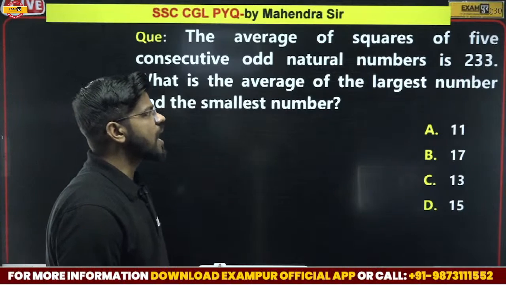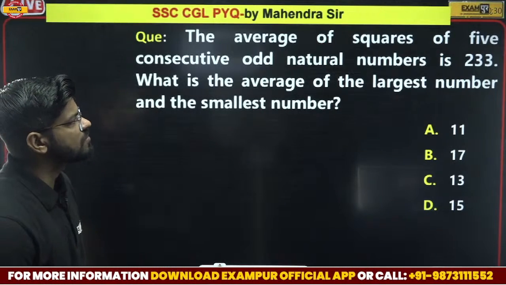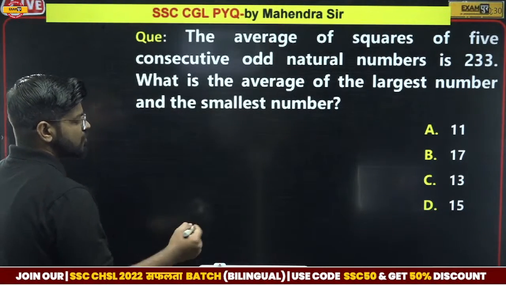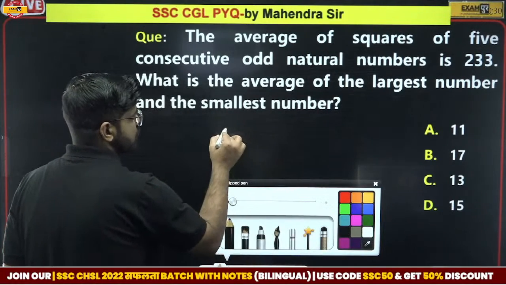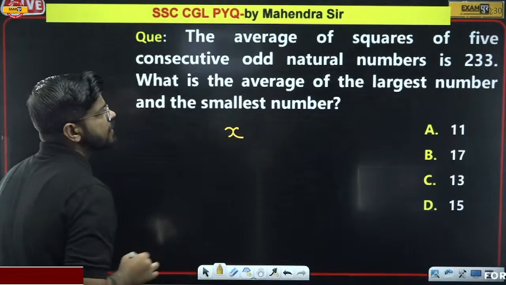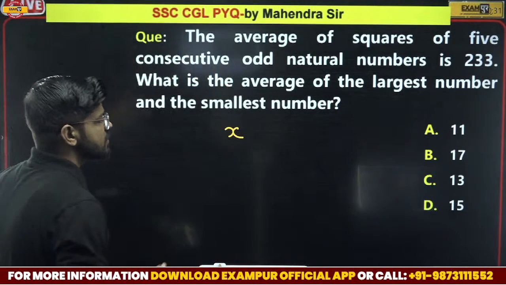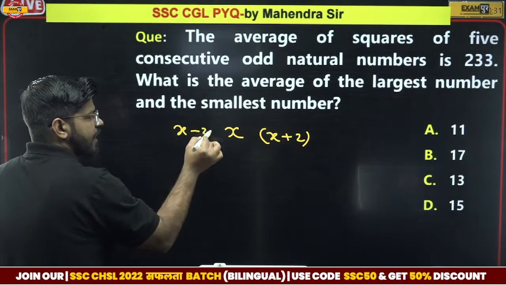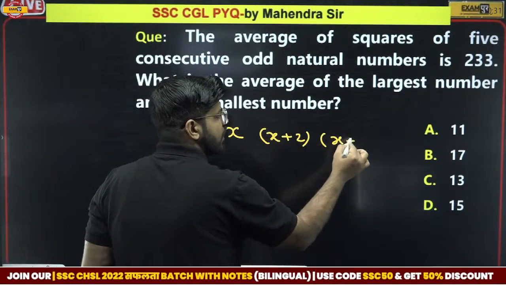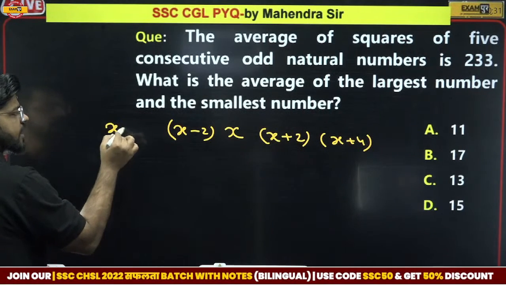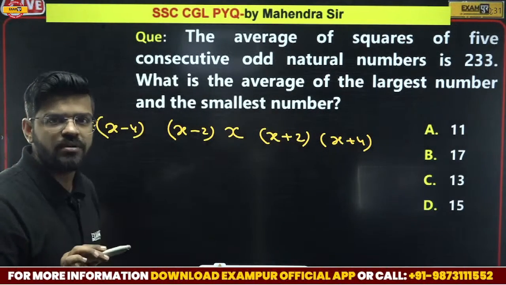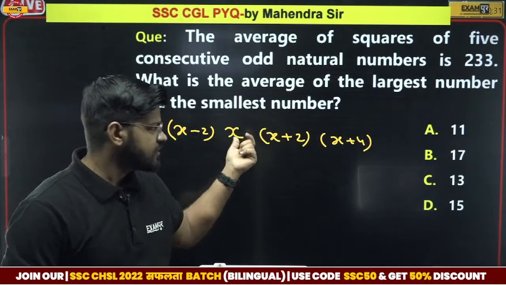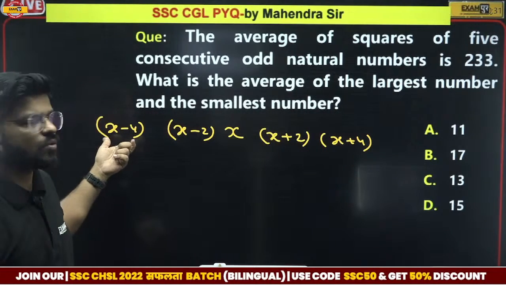The average of the squares of 5 consecutive odd natural numbers is 233. So we know how we are going to let the numbers. We let the middle number be x. How do we let 5 consecutive numbers? x, x plus 2, x minus 2, x plus 4 and x minus 4. This is how we are going to let the numbers. The average of these is x, with the highest and the lowest number at the ends.